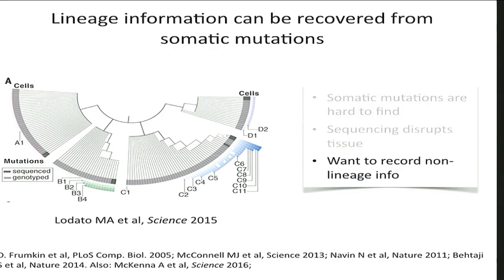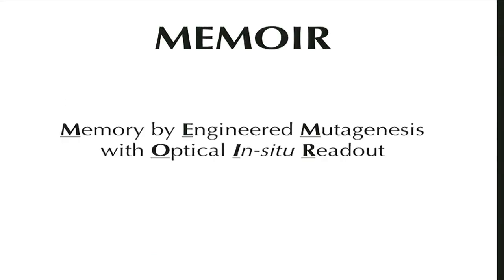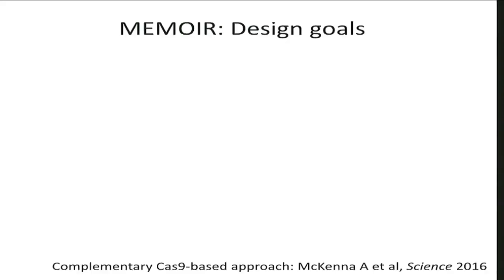And ultimately, we want to be able to record and read out information that's not just lineage, but other kinds of signals. And so this is the system that Long and I and our groups put together. It's called MEMOIR, and that stands for Memory by Engineered Mutagenesis with Optical In Situ Readout. I should say this is a backronym, so we went through a long series of other things that MEMOIR stands for, but this is our current acronym.